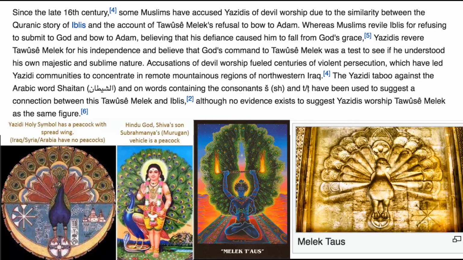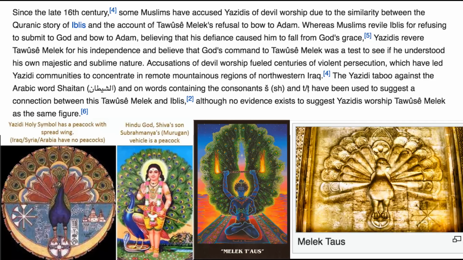Accusations of devil worship fueled centuries of violent persecution, which have led Jasidi communities to concentrate in remote mountainous regions of northwestern Iraq. The Jasidi taboo against the Arabic word shaitan and on words containing the consonants sh and t have been used to suggest a connection between Taus Melek and Iblis. Okay, you hearing this? Although no evidence exists to suggest Jasidis worship Taus Melek as the same figure, there is a connection between Taus Melek and Iblis. They did the exact same thing. They didn't bow to Adam, and we have Iblis already being referred to as the Peacock angel.